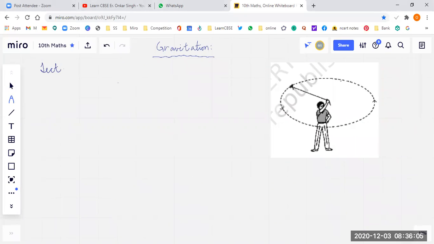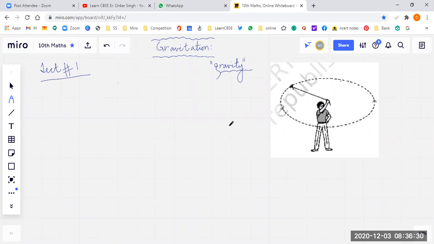First of all, students, let's learn what is gravitation, or we also call it... In case of Earth, we normally use the term gravity.